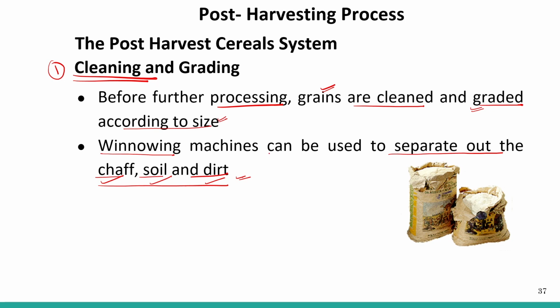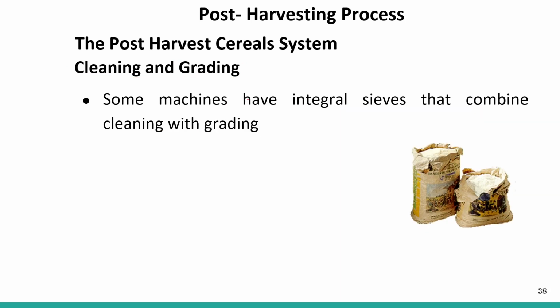And then we obtain grains in a proper way. But the grains are of different sizes, right? So according to the sizes, the grains go through the process of grading. The very important first step is the cleaning process, where we remove chaff, soil and dirt from the grains, and then according to the sizes of the grains, we segregate them. Some machines have an integral sieve that combines cleaning and grading.